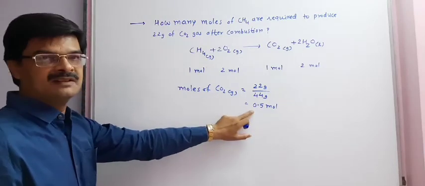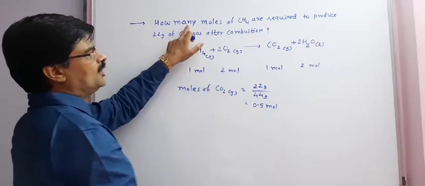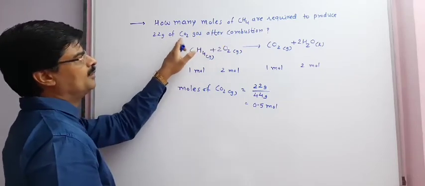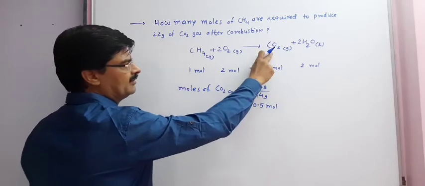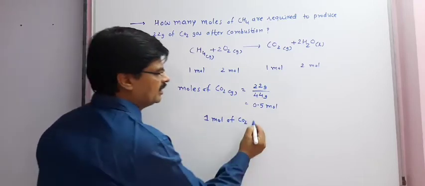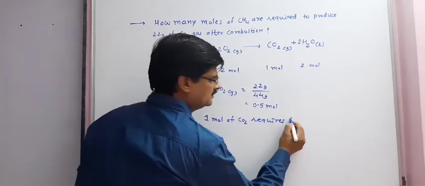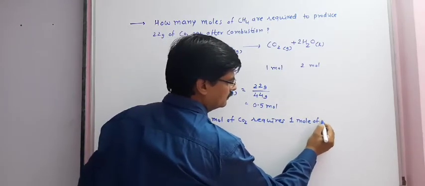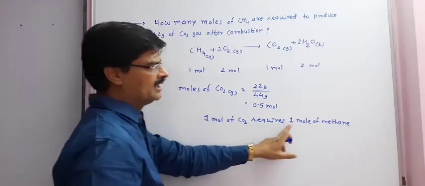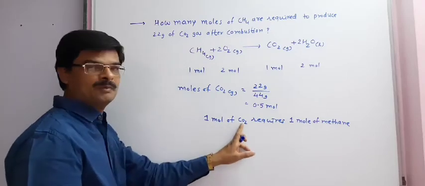Moles of carbon dioxide is equal to 0.5 mole. According to stoichiometry, because we have been asked how many moles of CH4 are required to produce 22 gram of CO2, from the stoichiometry of the equation we can say 1 mole of carbon dioxide requires 1 mole of methane. That is, combustion of 1 mole of methane will produce 1 mole of carbon dioxide.